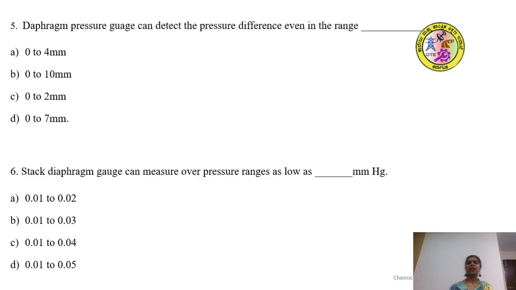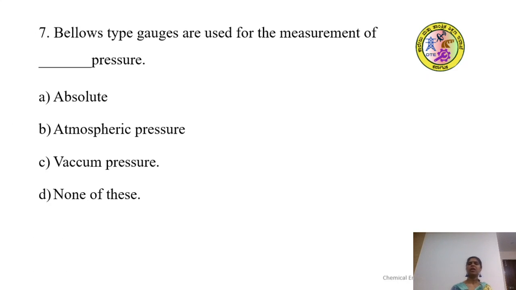A diaphragm pressure gauge can detect the pressure difference even in the range of 0 to 4 mm, 0 to 10 mm, 0 to 2 mm or 0 to 7 mm. The answer is 0 to 4 mm. The stacked diaphragm gauge can measure pressure ranges as low as some mm of Hg. Just observe the answers, and you have to remember the range of pressure measurement. The solution is C.